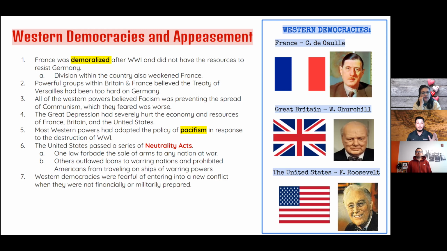Others really focus on the Great Depression, the hurt of the economy, and people not focusing. Others like to think the Allied powers were trying to prepare themselves and buy more time, but at the expense of everyone else who's being invaded, like Ms. Garcia was saying. So overall, the main theme of their decisions, these Western powers, is something called pacifism, which is essentially them not holding people accountable anymore. They're letting things slide because they're afraid of what taking action would require.